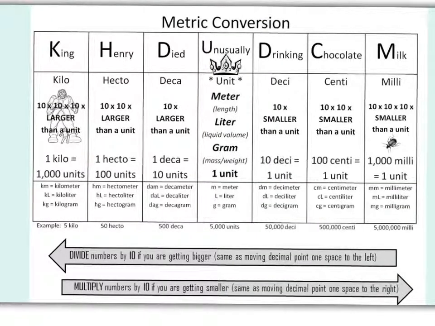Because the metric system is based on powers of 10, we can simply move our decimal. And if we are going to divide, our number is going to get bigger and we're going to move in this direction. And if we multiply by 10, then we're going to be getting smaller and we're going to be moving in this direction. What I'm going to show you is how to use this to simply move your decimal and to have your answer without needing to use a calculator.